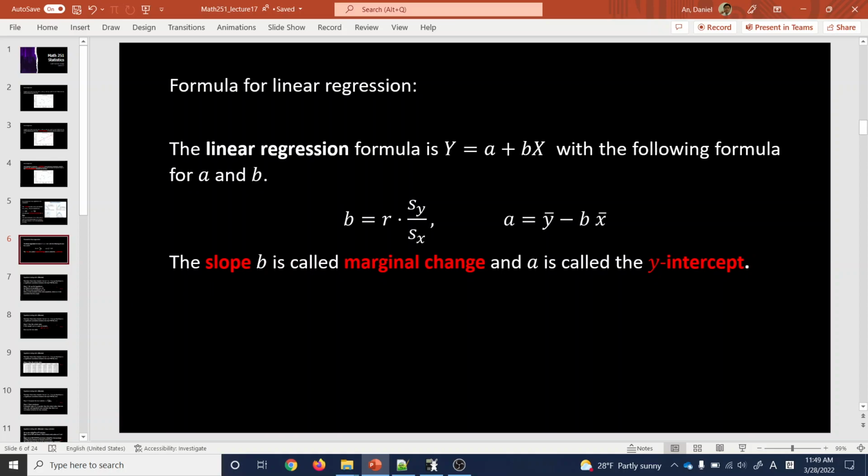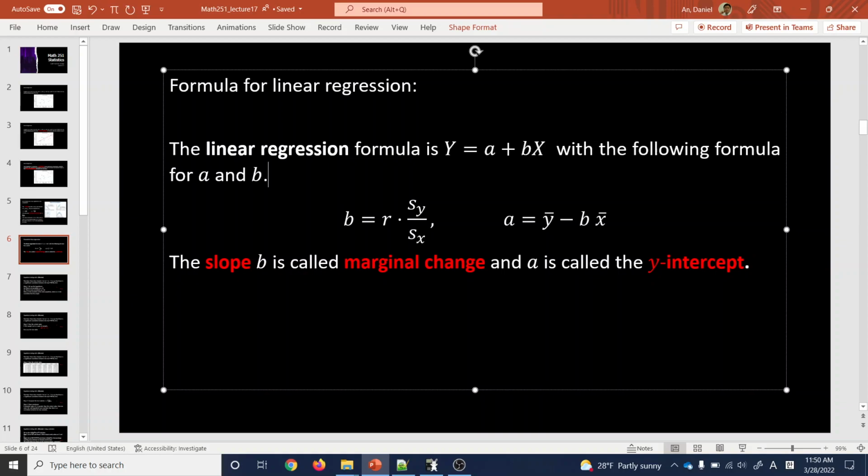See, b is the slope, and it's also called marginal change. Marginal change means how much y would increase every time x is increased by a unit of 1. That's what marginal change means, which is the same thing as the slope. A is called the y-intercept. If you think about the line equation, y equals mx plus b, usually we use b as the y-intercept, but here it's somewhat reversed. I was tempted to write this as ax plus b rather than a plus bx, but I was forced to write in this weird format because your calculator writes it this way. You'll see, we'll later use the calculator to do this.